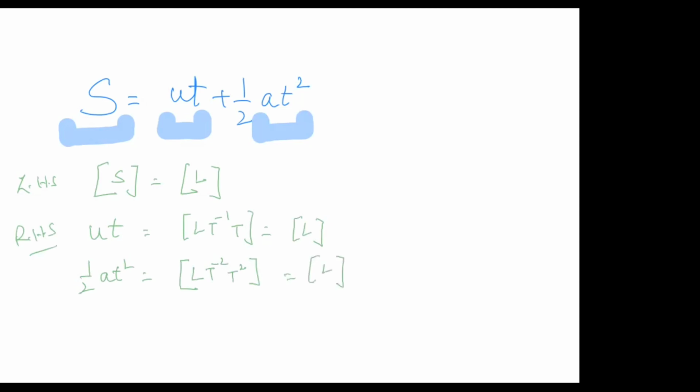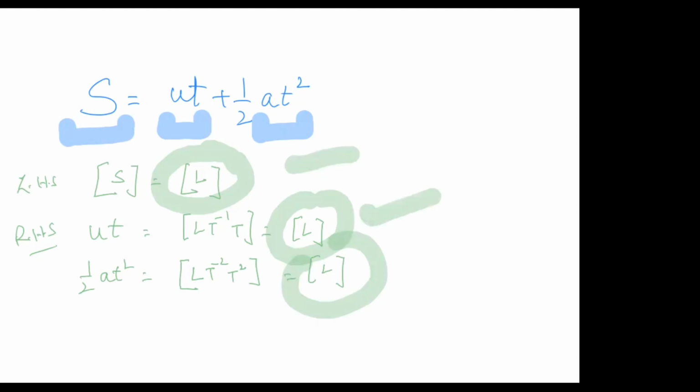Now we can see here that the dimension is coming out to be L. Here also it is coming out to be L. Here also it is coming out to be L. So all the three are having same dimensions. That means this equation is correct.